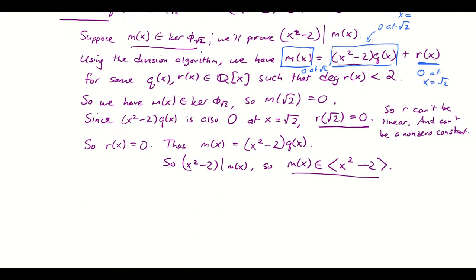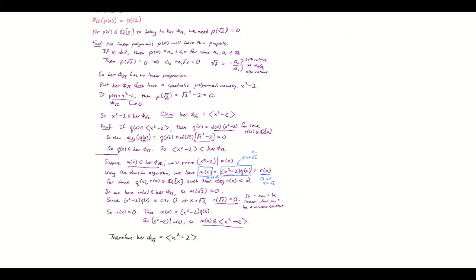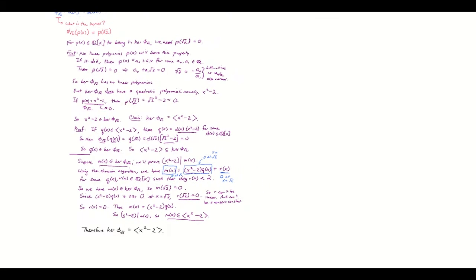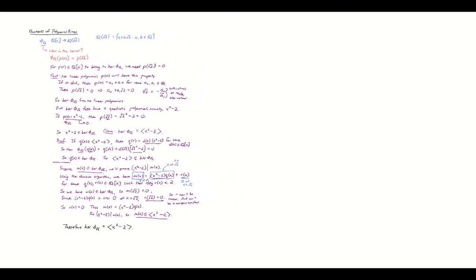Therefore, and now we're about to reach the climax here, therefore, the kernel of the evaluation map at square root of 2 is exactly this principal ideal. Okay, why did we go to all this trouble? How much did we write here? This feels like we did a whole lot here. Yeah, a whole lot. Okay, so we started here and we're trying to figure out what exactly is in the kernel of the evaluation map at square root of 2. Now we know the answer to that question.